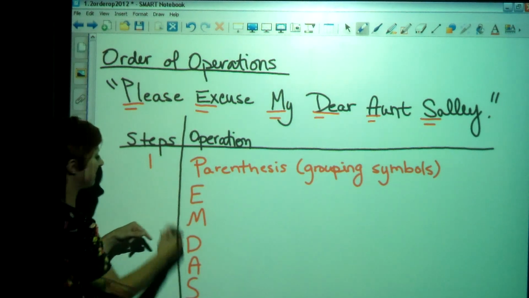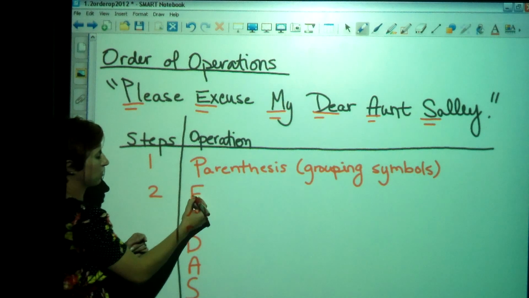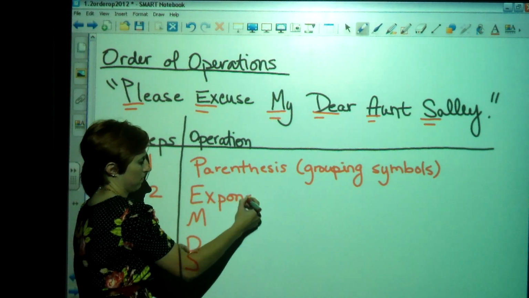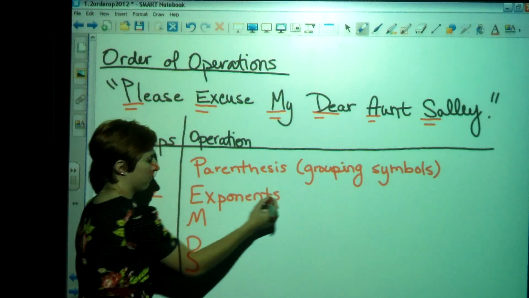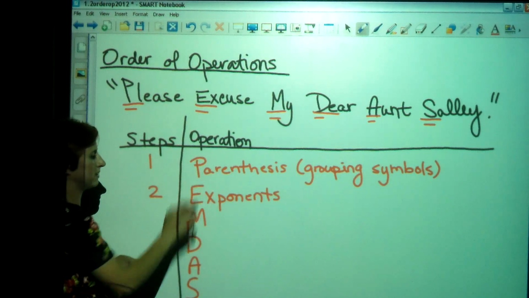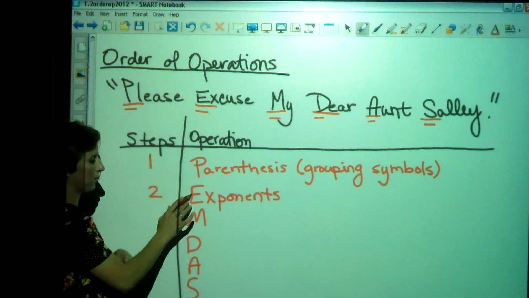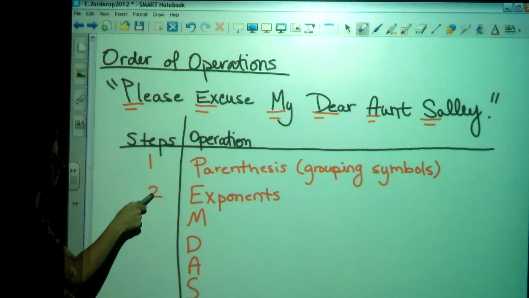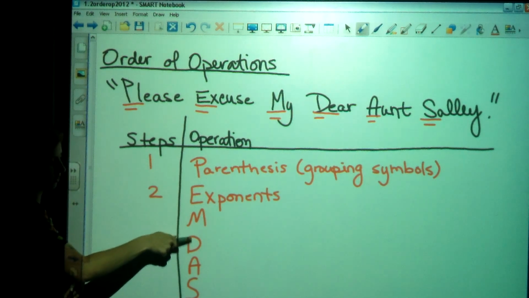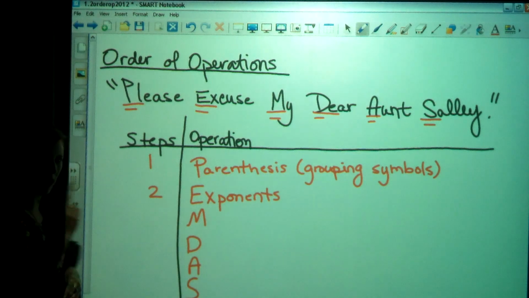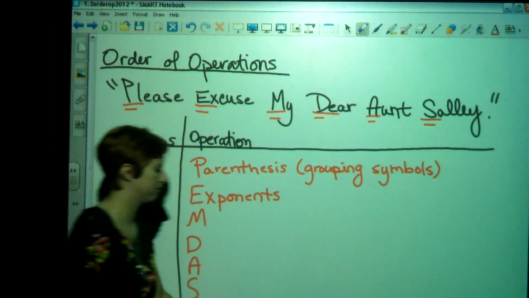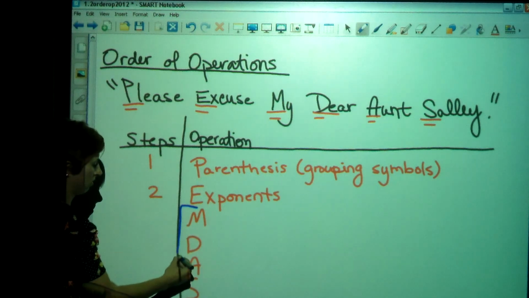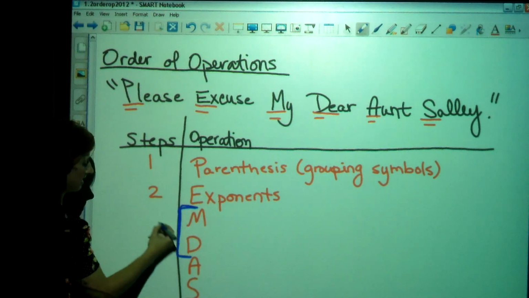Our second step starts with an E, and it's exponents. And so our first step, we evaluate all grouping symbols. Second step, we evaluate all exponents. Now the reason why I write steps out here is because I have 4 letters left, but I only have 2 steps left. Because we'll put these 2 all as being step 3.